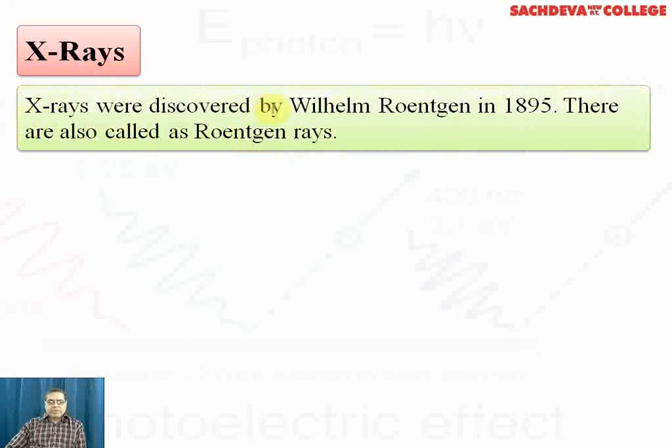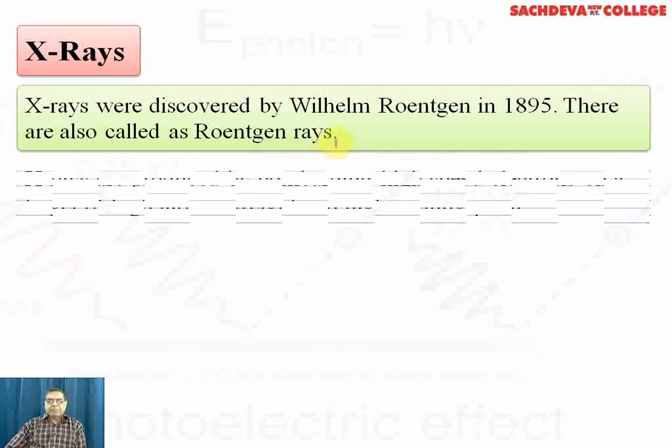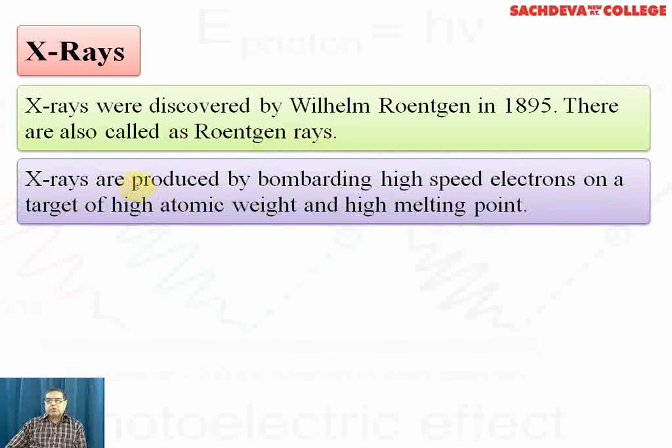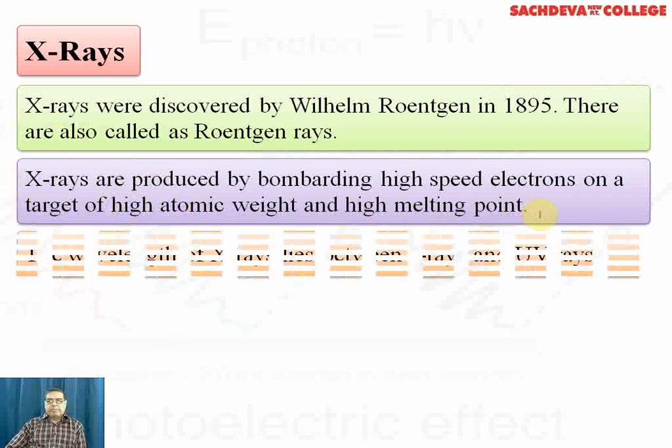X-rays were first discovered by Wilhelm Röntgen in 1895. They are also sometimes known as Röntgen rays. The discovery was carried out by Röntgen in Germany. X-rays are produced by bombarding high-speed electrons on a target of high atomic weight and high melting point. These targets, which I have named just now, are platinum, tungsten, and molybdenum.